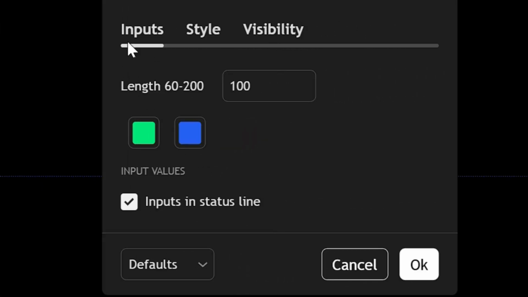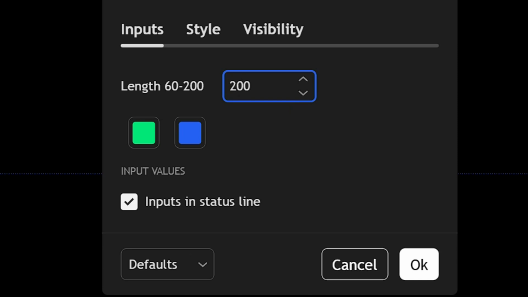Let's open up the settings menu for it right now. In the Inputs tab, you'll find an option called Length. You can see it's set to 100 by default. This is the source of the noise. Change this value to 200.